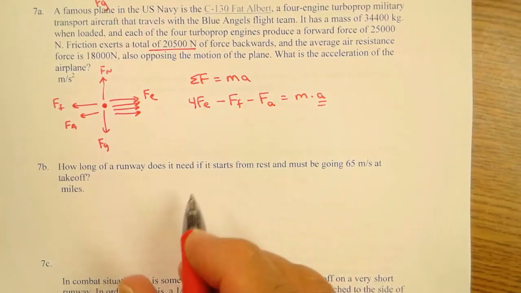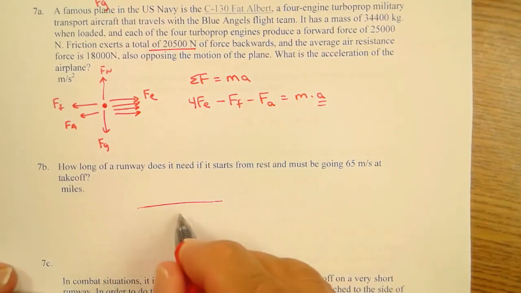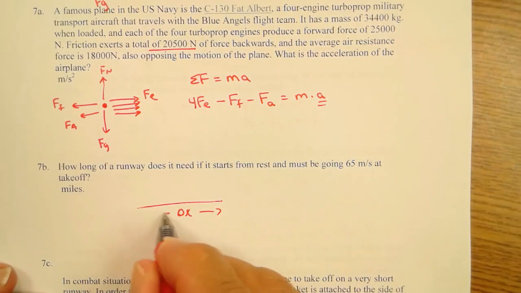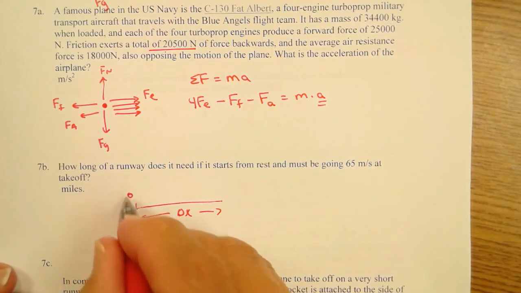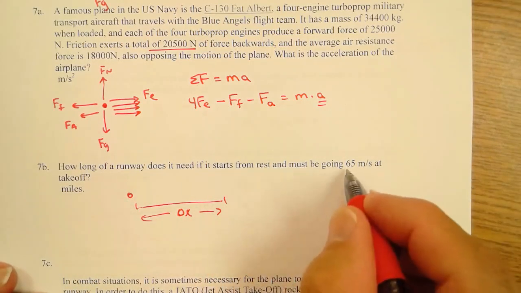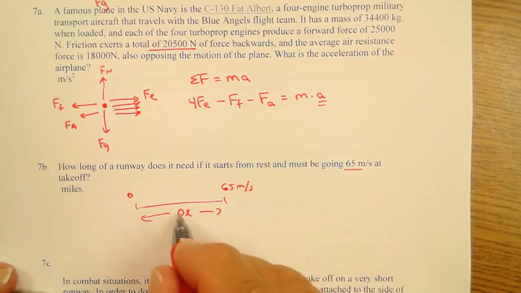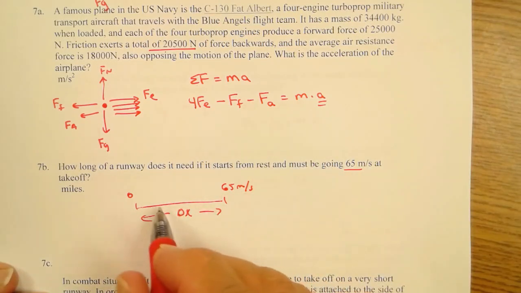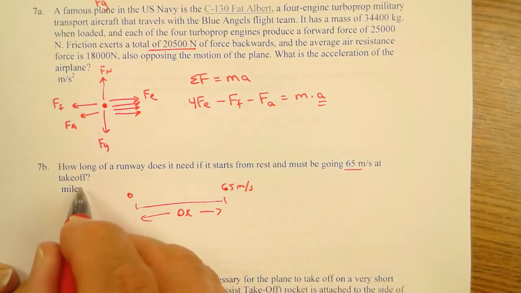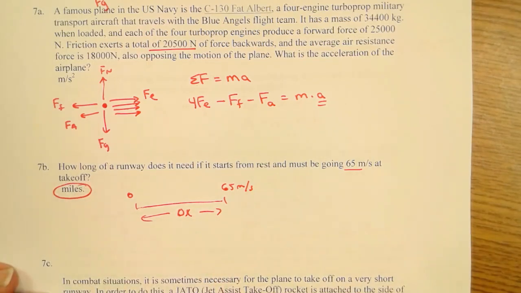And then down here in part B, once you know the acceleration, you can figure out the length of the runway that's needed, delta x, because you know the initial velocity is 0. You know the final velocity is whatever I tell you, 65 meters per second for my problem. You know the acceleration from the problem above, and you can figure out how long the runway is. Just please make sure you convert your answer to miles, because it's in meters when you solve the problem using the acceleration in meters per second squared.